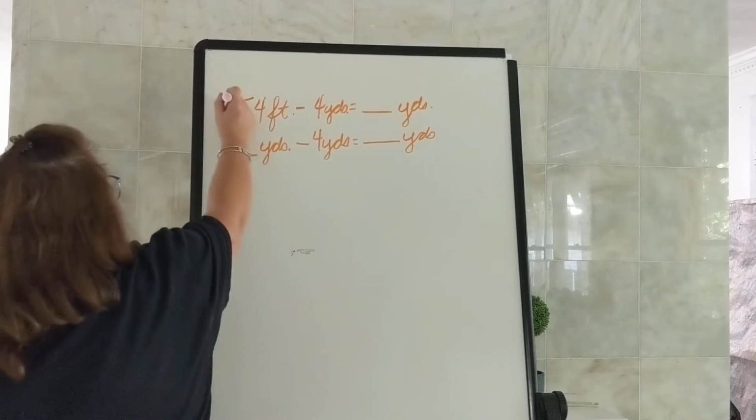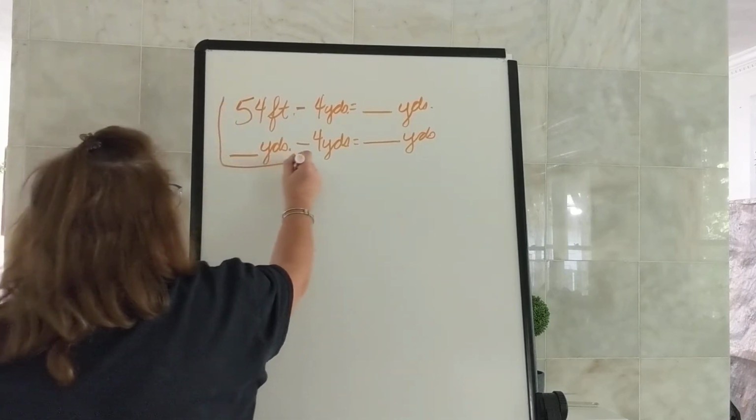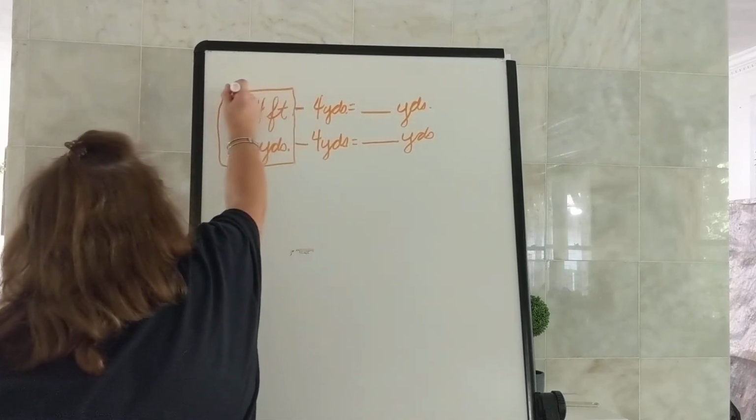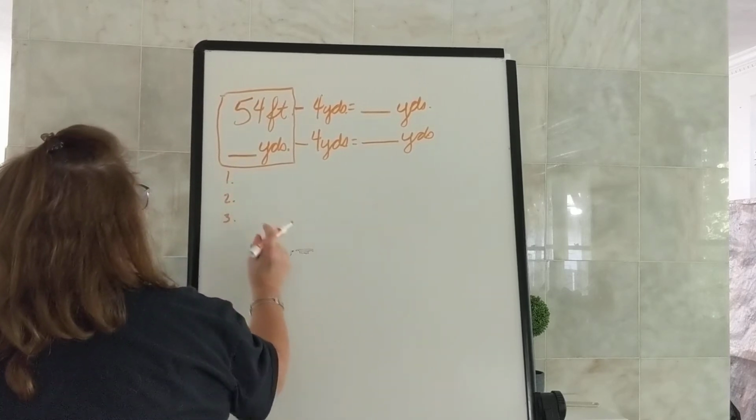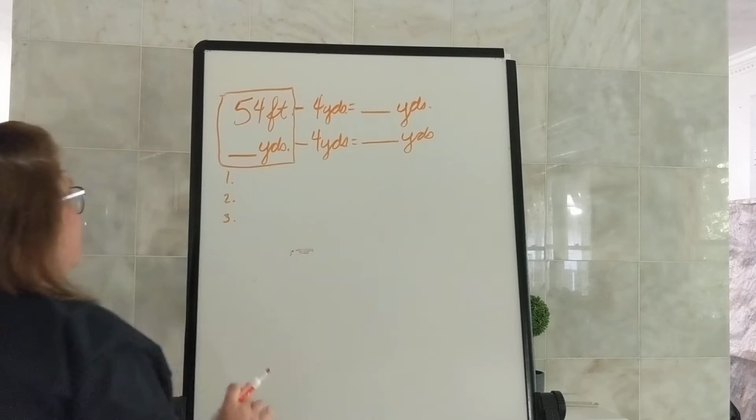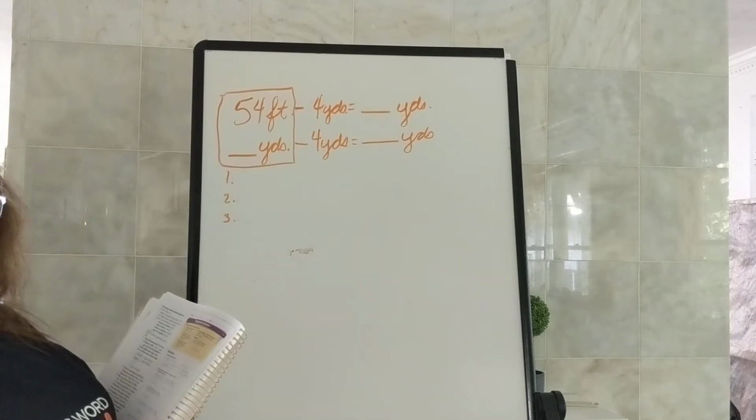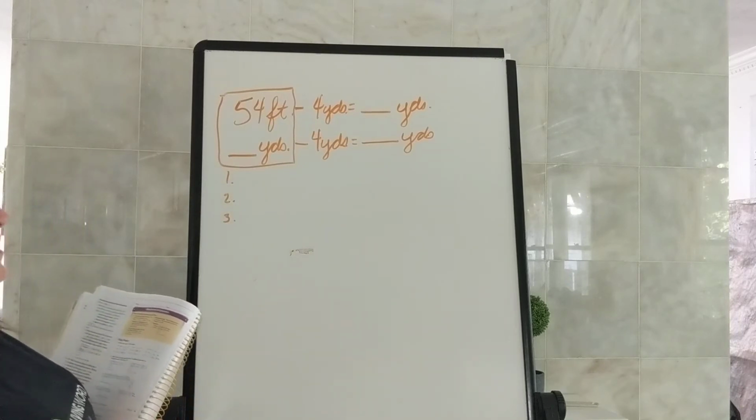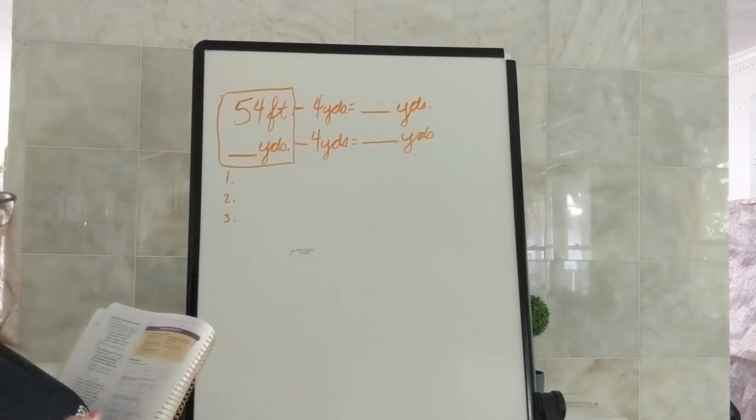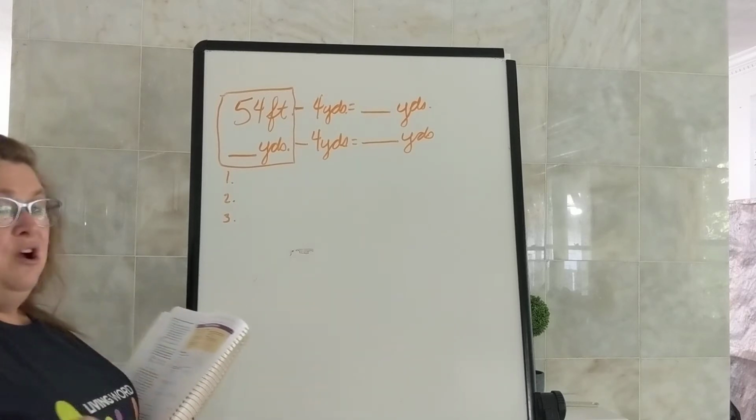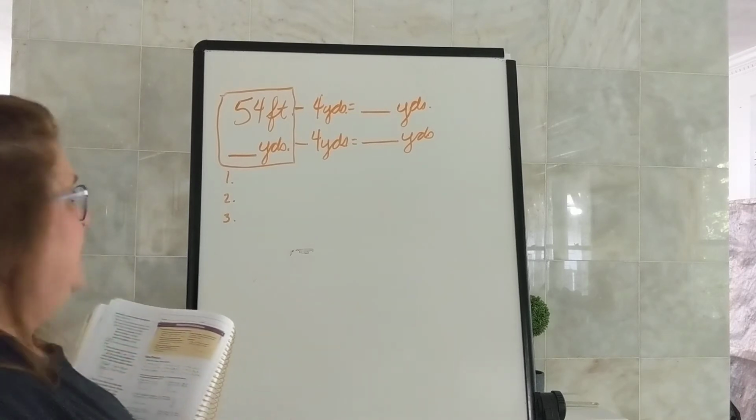So this is where our conversion is taking place. We'll draw our conversion box around it. We'll put our 3 steps underneath. And if we're going from feet to yards, is that larger to smaller or smaller to larger? That is larger to smaller. Larger to smaller, multiply. Smaller to larger, then you divide.